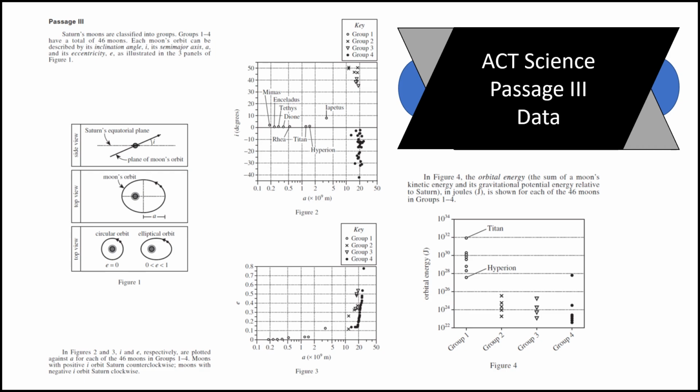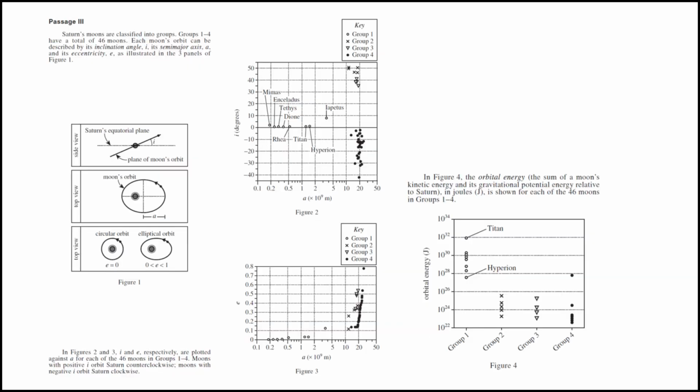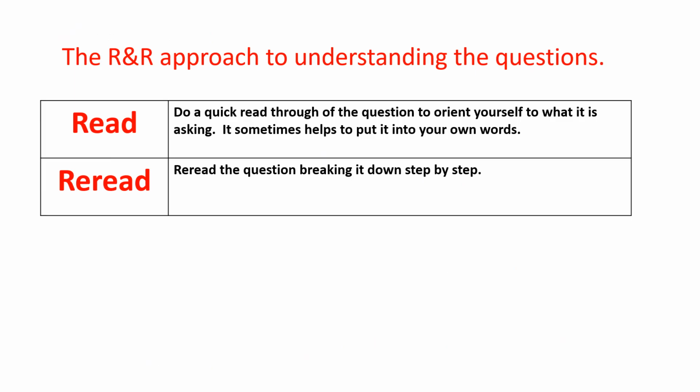Okay, this is ACT Science, Passage 3. This is a data passage. For data passages, the D stands for data, and don't read. You can just get to the questions quickly. We know it's data because we only see data in the passages, just charts and graphs. We're going to take the R&R approach, read, then reread the questions, breaking it down step by step.